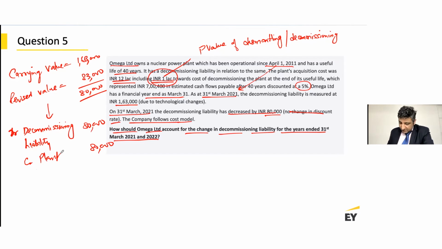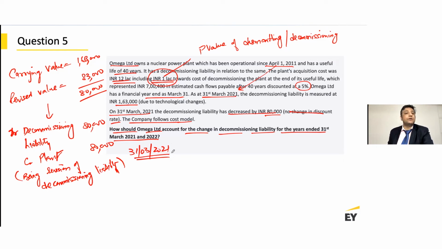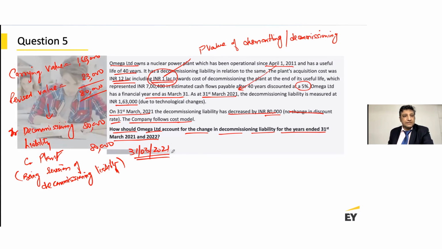And this is the first transaction. This is being revision of decommissioning liability. Okay, this is the entry that we are doing on 31st of March 2021. That takes care of, for example, our first requirement here.